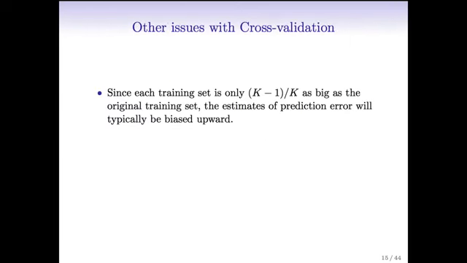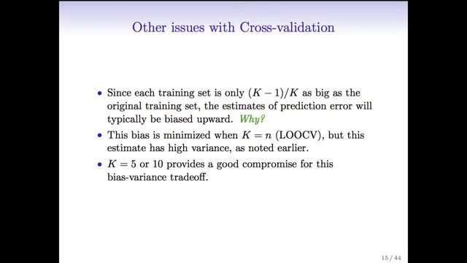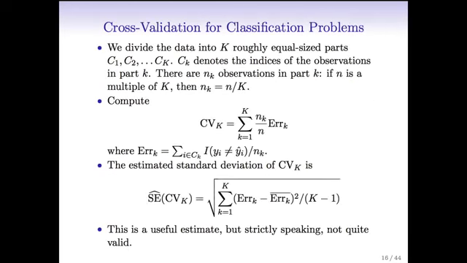So one issue with cross-validation is that since the training set is not as big as the original training set, the estimate of prediction error will be biased up a little bit because we have less data we're working with. Leave one out cross-validation has smaller bias in this sense because the training set is almost the same size as the original set. But on the other hand, it's got higher variance because the training sets that it's using are almost the same as the original set. They only differ by one observation. So k equals 5 or 10-fold is a good compromise for this bias variance trade-off.